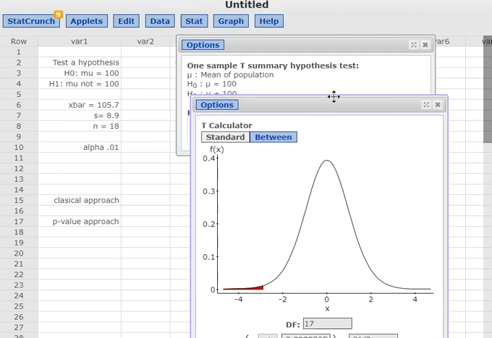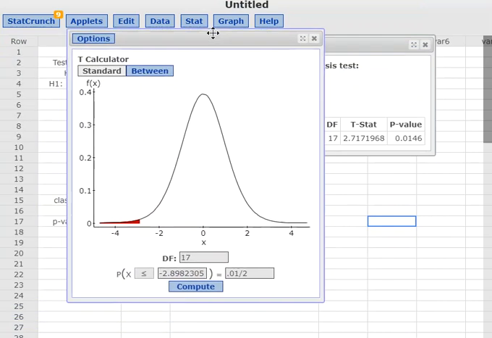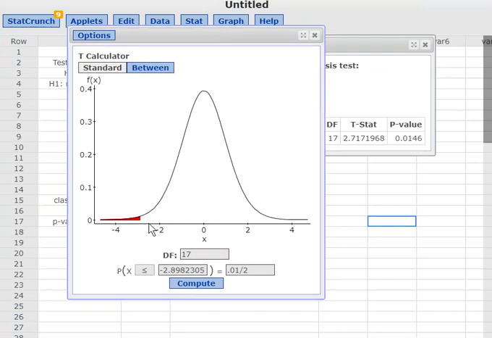So now look at what my test statistic was. It was 2.7. 2.90, 2.7 is here someplace. So it's not in the critical region. It's not beyond the critical value. So we would fail to reject the null hypothesis based on the classical method.